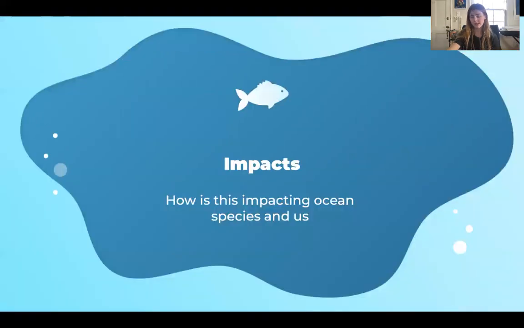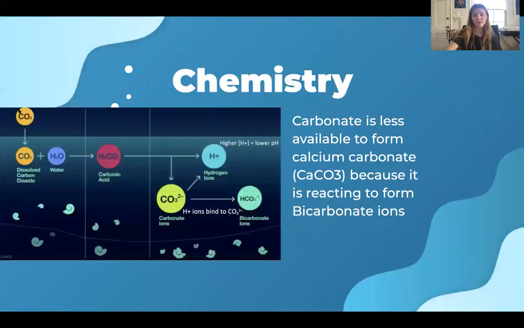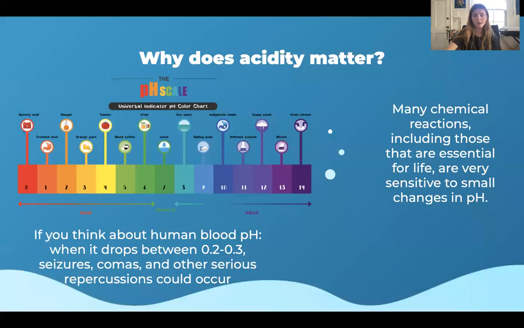So how does this impact humans? You can see in this diagram that carbonate is less available for forming calcium carbonate when it becomes bicarbonate ions, and calcium carbonate is an important component of the ocean, as you'll see in a second.